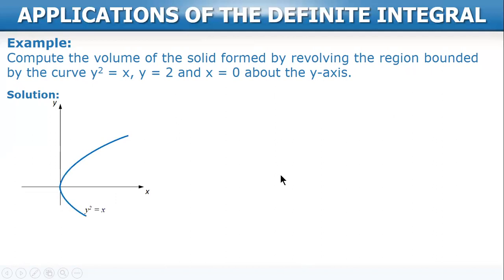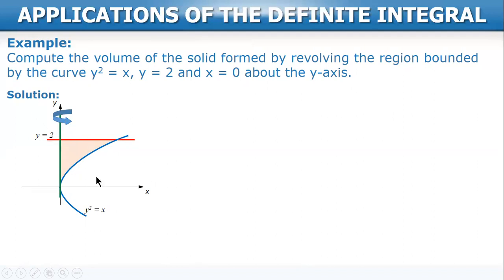Okay. And then y equal to 2 is a horizontal line, y equal to 0, y equals 1, y equals 2. And x equal to 0 is a vertical line. X equal to 0, x equal to 1, x equal to 2. So this is the y-axis, x equal to 0. So this is our bounded region. And we want to revolve this area about the y-axis. Okay.